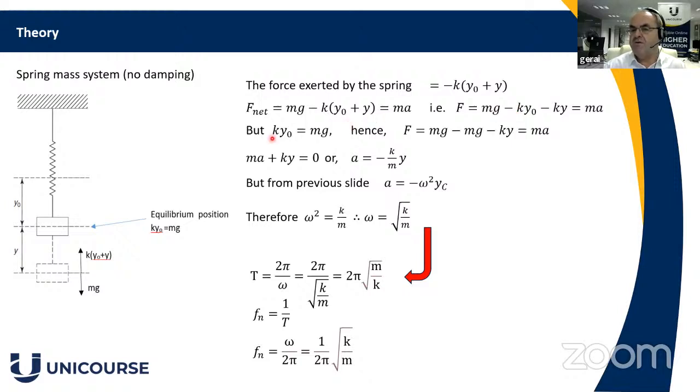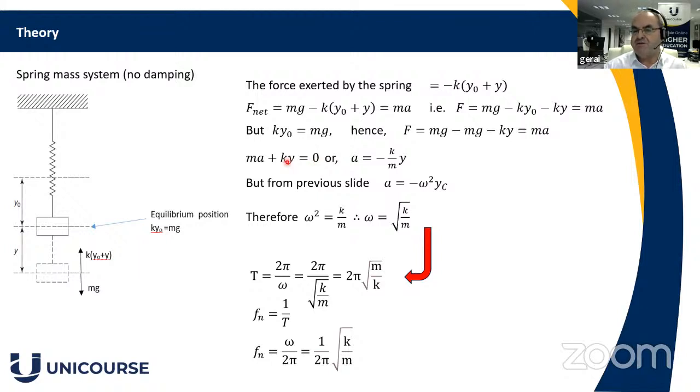However, we know that ky0 is equal to mg. That's the equilibrium position that we started from. So that means we can now substitute for ky0 in this equation. We can replace ky0 with mg, and it's going to be minus mg. So the force is equal to mg minus mg, so they cancel out, minus ky is equal to ma. So we forget about the force, so we end up with minus ky is equal to ma, and rearranging that we get mass times acceleration plus the spring stiffness times the deflection is equal to 0.